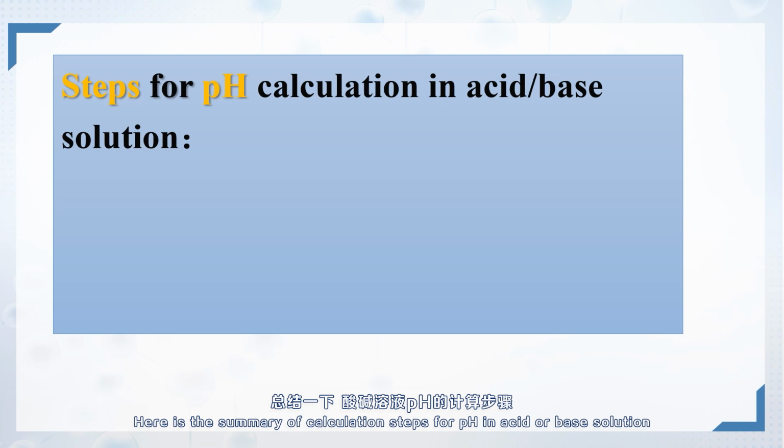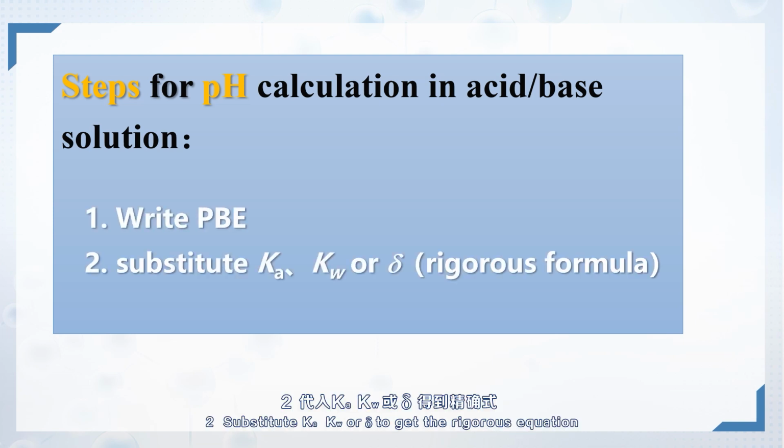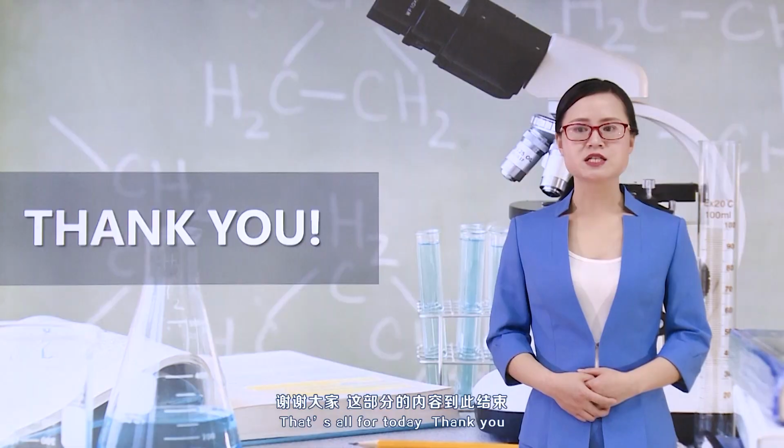Here is a summary of calculation steps for pH in acid or base solution. First, write PBE. Second, substitute Ka, Kw or delta to get the rigorous equation. Third, simplification. That's all for today.